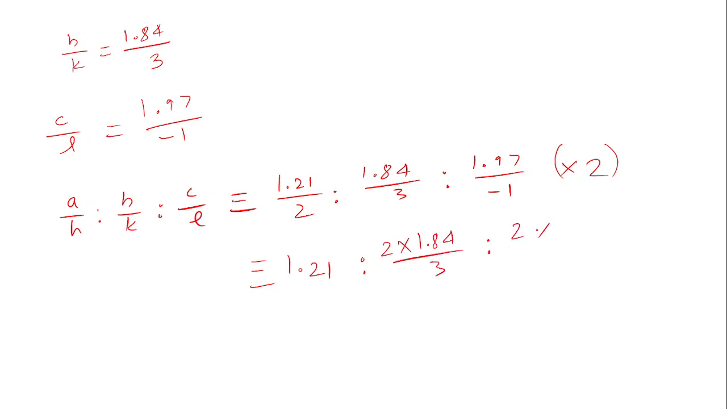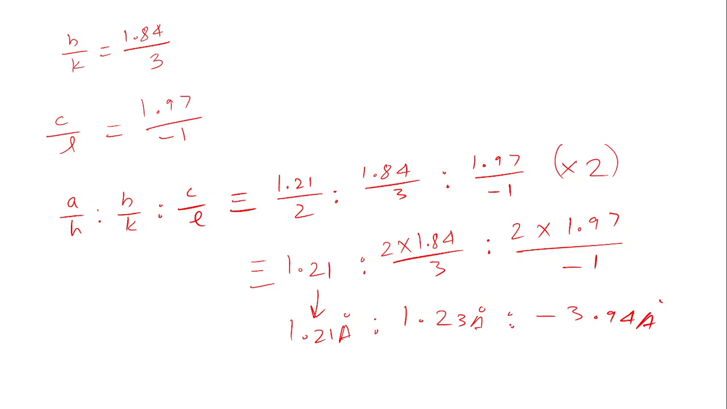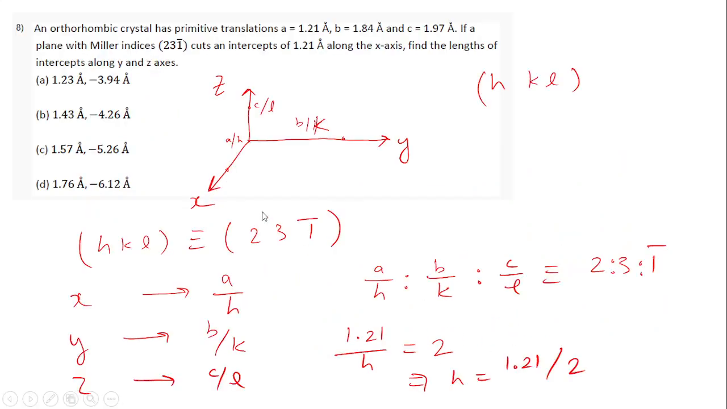sorry, the back calculation was getting difficult. Yeah. So now the answer will be this. On x-axis the intercept is 1.21, on y-axis the intercept will be 2 times 1.84 divided by 3, which is 1.23 angstrom, and on z-axis the intercept will be 2 times 1.97, which is minus 3.94 angstrom. This will be 1.21 angstrom intercept. Okay, so on y and z axis it is 1.23 and minus 3.94. This is the correct answer.